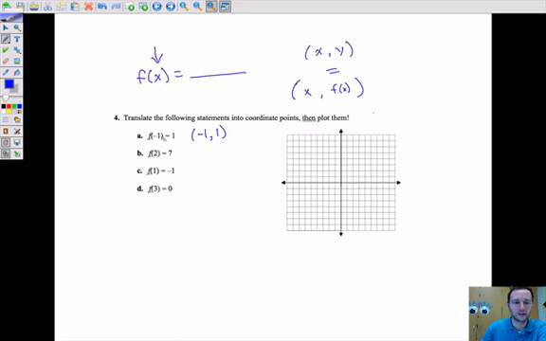So this is really like a -1 comma 1. This is really like a 2 comma 7, 1 -1, and 3 0. So then just plotting the points, there's A: 2, 1, 2, 3, 4, 5, 6, 7. There's B: 1 -1, there's C: and 3 0, part D.